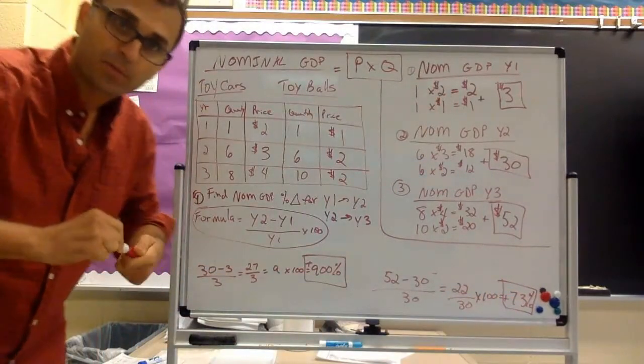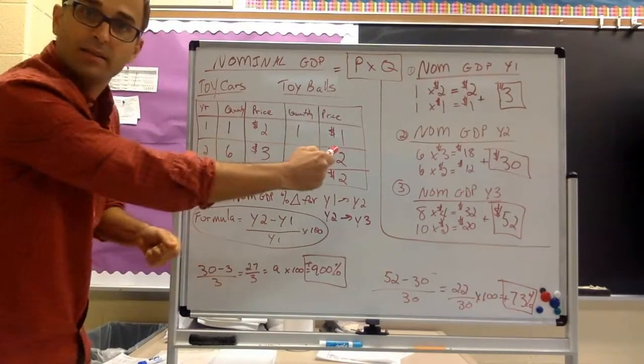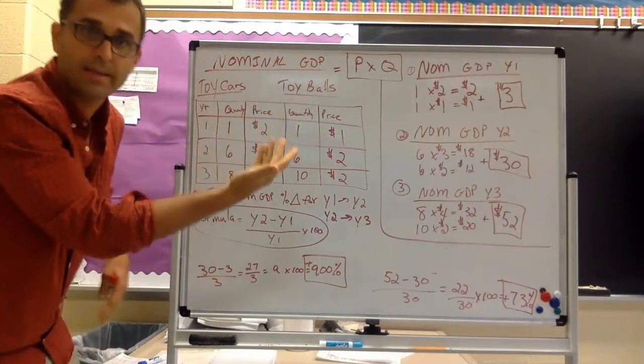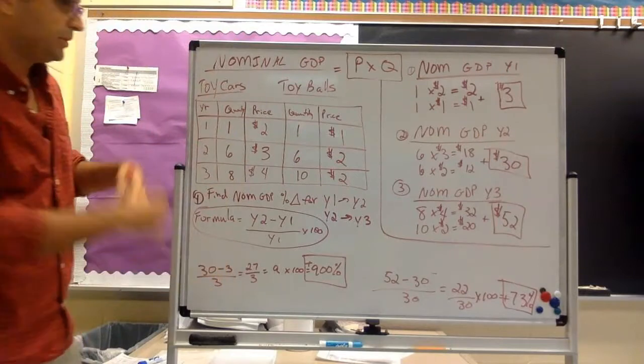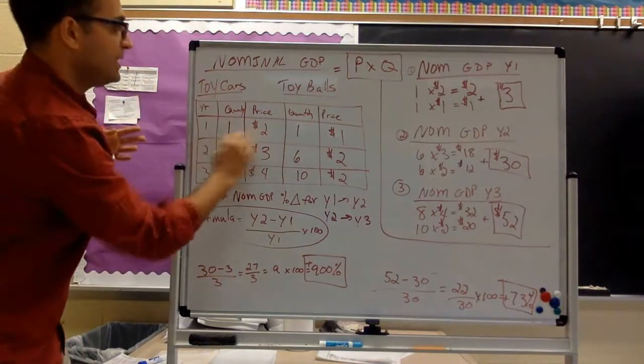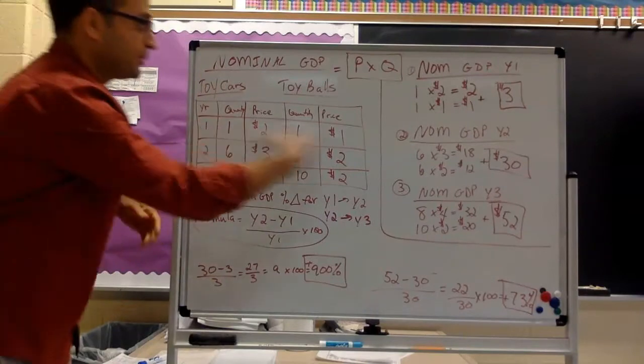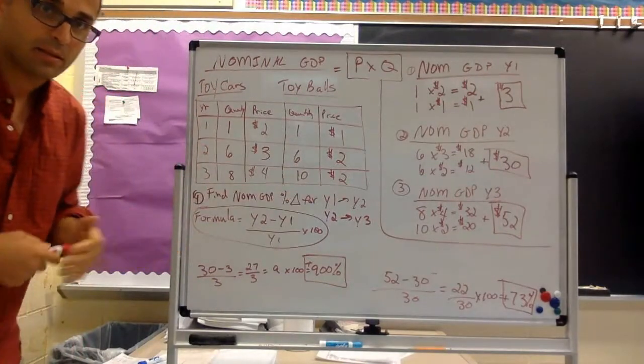Now, the nominal is pretty easy, right? Price times quantity, add them together. If we only had toy cars and not toy baseballs, then we would just use these numbers, and that would be your GDP, nominal GDP. But I chose two goods because it makes it a little more complex.